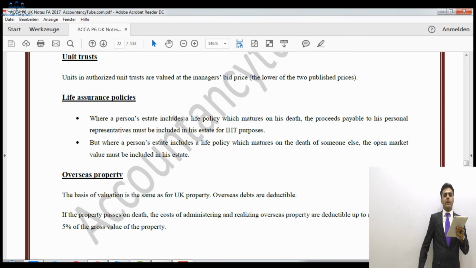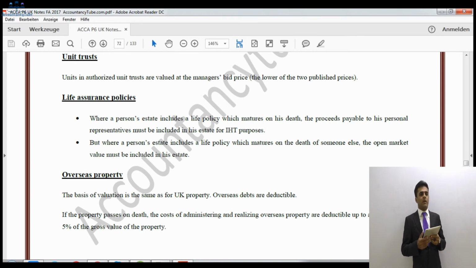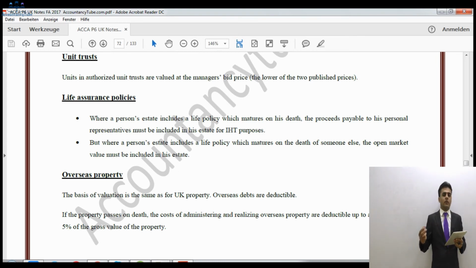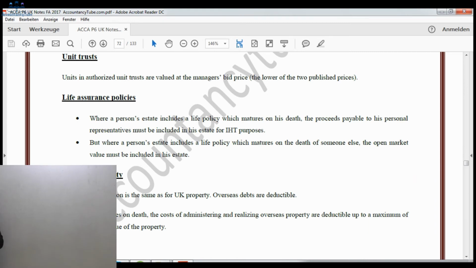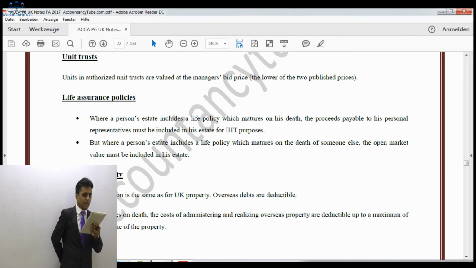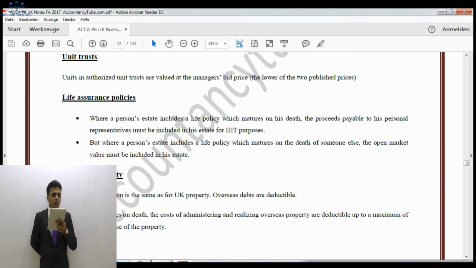However, if I had an insurance that does not mature on my death, but matures on my wife's death, in that case we will have to take the market value. All right. After that, it says on overseas properties, the basis of valuation is the same as for UK property. Overseas debts are deducted out of that.